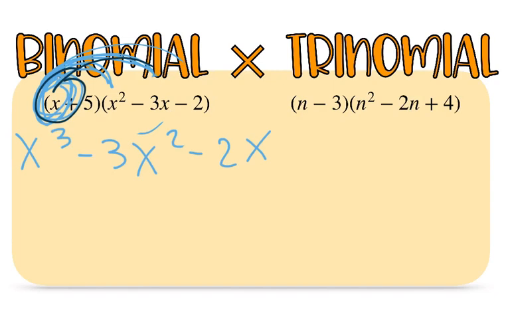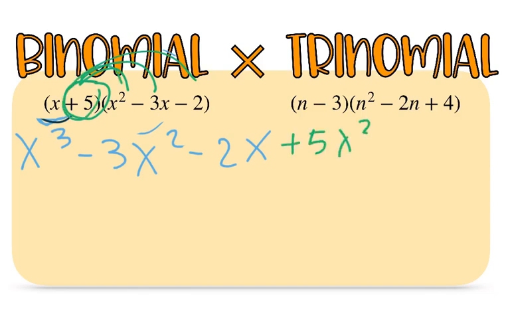Okay, and let's do that one more time, this time with the positive 5. So take the positive 5 and multiply it to everything. First up, 5 times x squared gives me 5x squared. Next up, 5 times negative 3x is negative, not negative 3. 5 times negative 3 gives me negative 15, but there was an x in there. And last one was doing positive 5 times negative 2, which is negative 10.